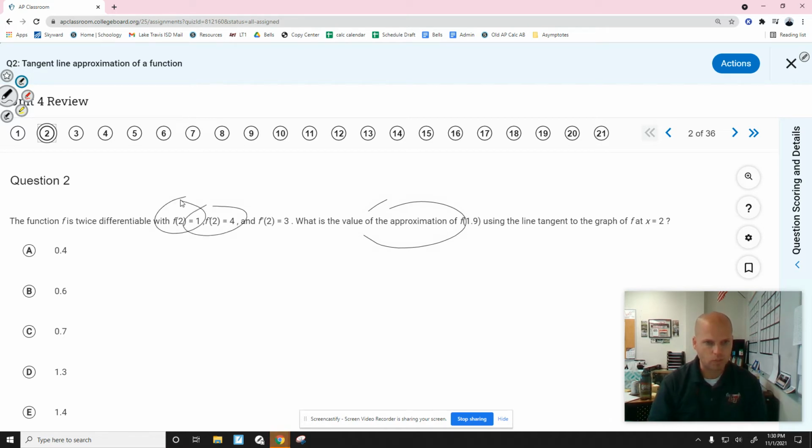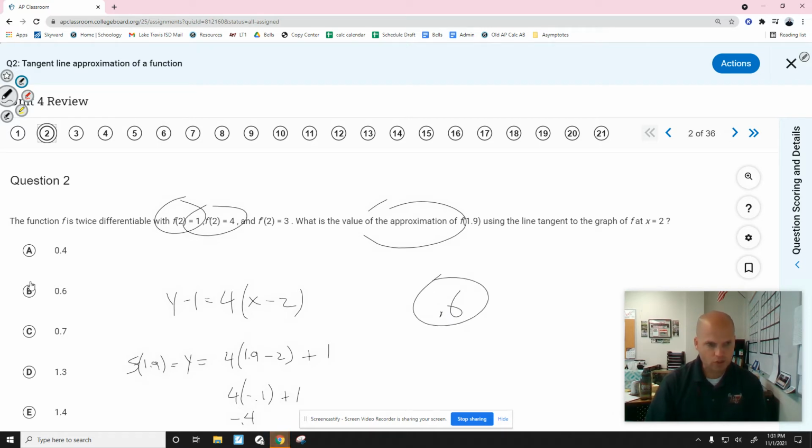Here's your point. Here's your slope. I'm going to address both of these. So you've got y minus 1 equals m, which is 4, times x minus 2. Point 2,1, slope 4. We're approximating 1.9. So 4 times 1.9 minus 2 is an x value, and I'm going to add 1 at the end, and that's my approximation for f of 1.9. So this is 4 times negative 0.1 plus 1. Multiplied by negative 0.1 is negative 0.4. Add 1, and 1 minus 0.4 is 0.6. Okay? So this is my approximation.